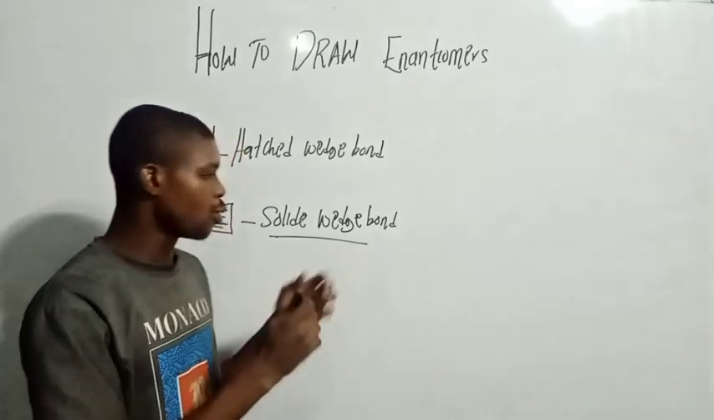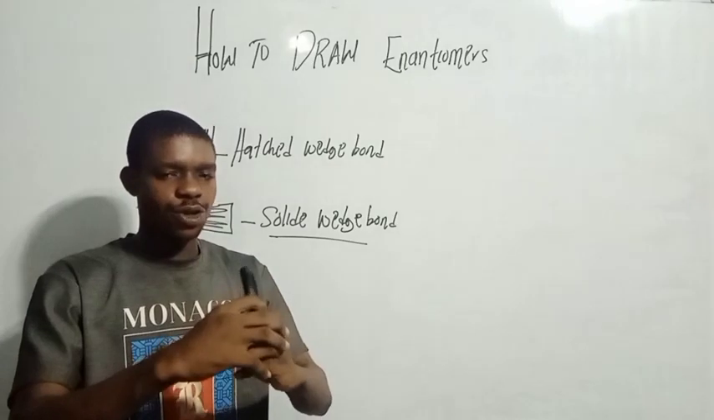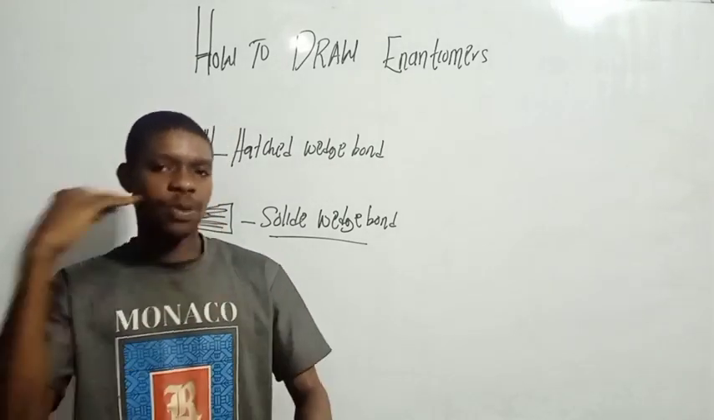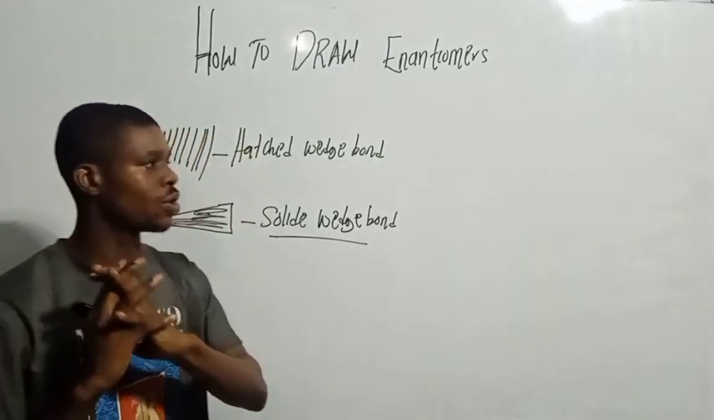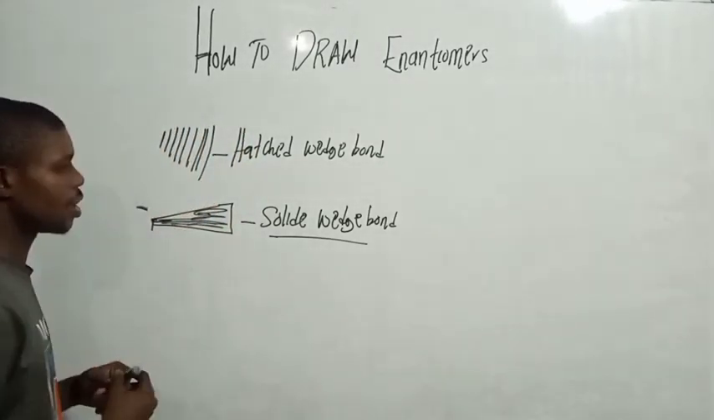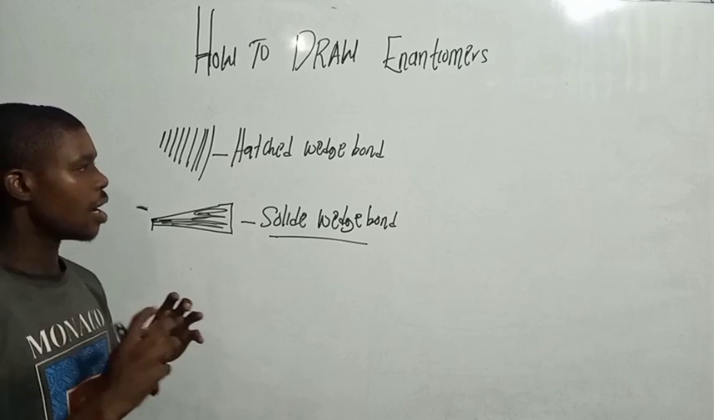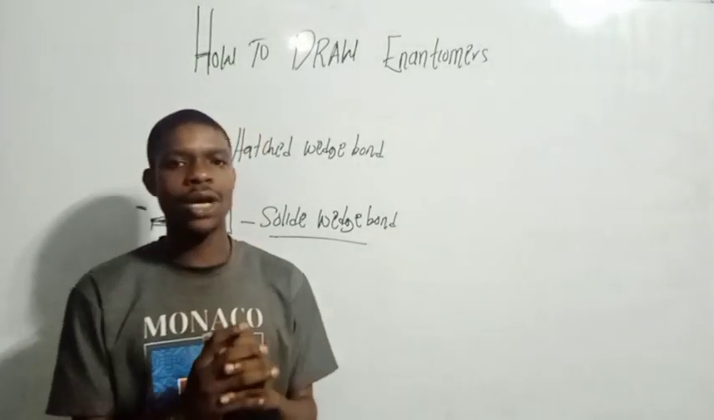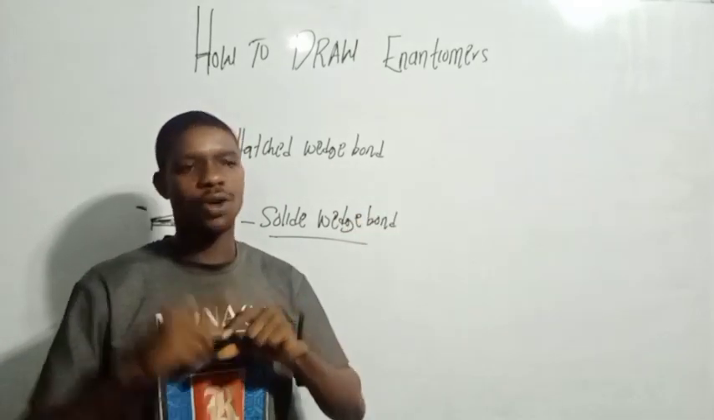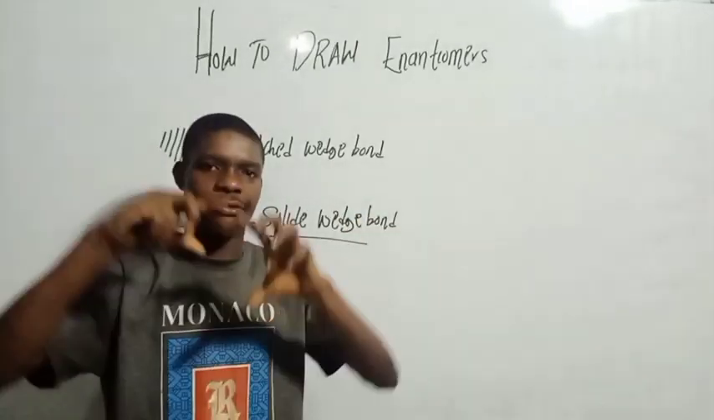So this group represents the atoms projecting out of the plane towards the viewer. Do you understand? This is what you want to understand here. So when drawing enantiomers, you locate the chiral center, then look at what is attached to that center.